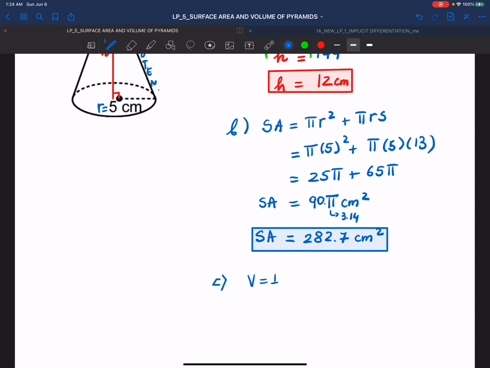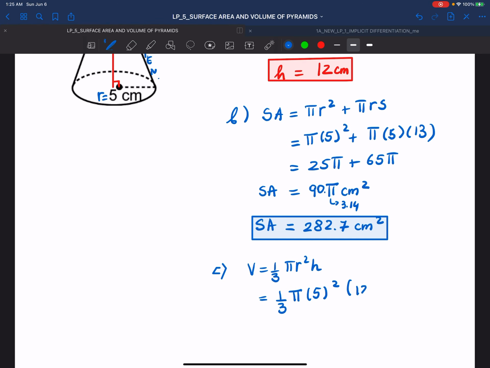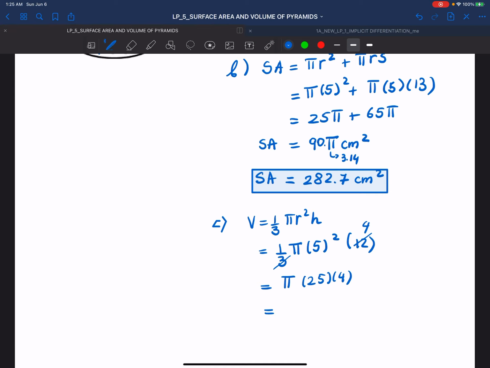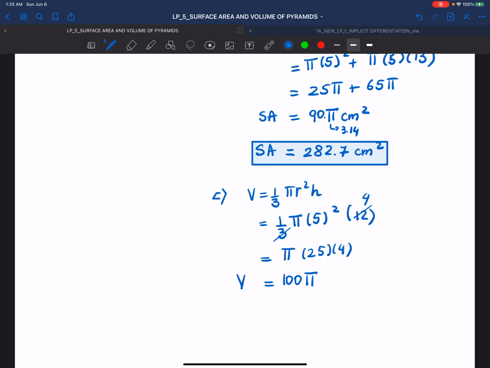V equals 1 over 3 pi r squared h. So 1 over 3 pi, r is 5 squared, and h is, we found out it to be 12. So that would equal 12 over 3, 4. So we have pi times 25 times 4. You can do this in the calculator very easily. So that is like 100 pi. Now, this would be the exact value of the volume, and unit measurement will be cubic, so centimeter cube.